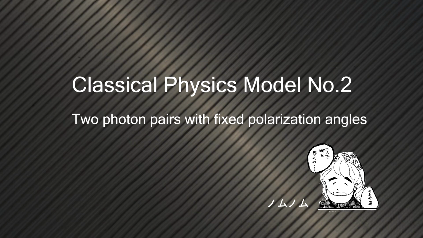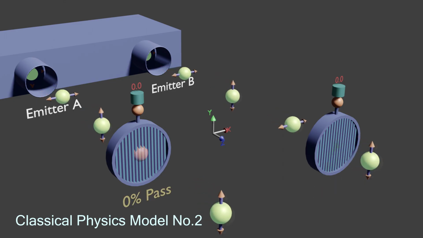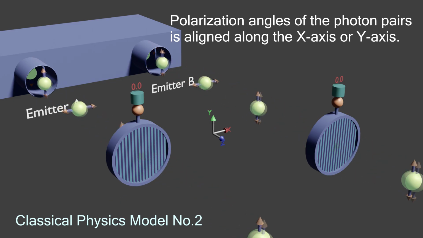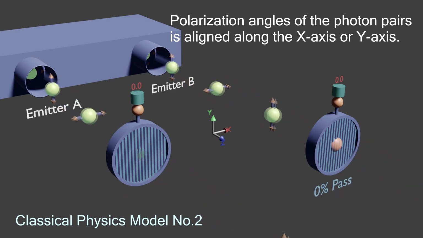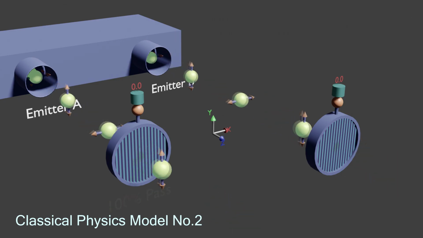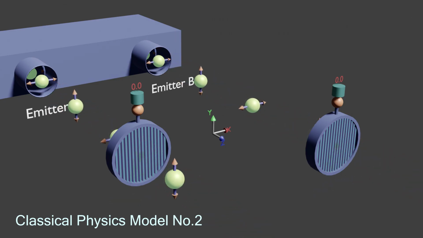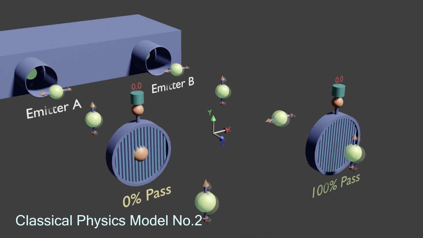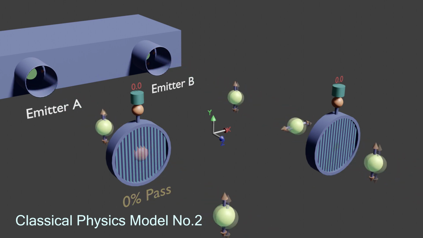If this is the case, by thinking the other way around, would it be possible to explain quantum entanglement by making the probability of passage cosine squared? In this second classical model, the polarization direction of both photons is aligned along the x-axis or y-axis and output alternately from both emitters. If both polarizing filters are aligned along the y-axis, then any photon pair aligned along the y-axis will pass both filters.